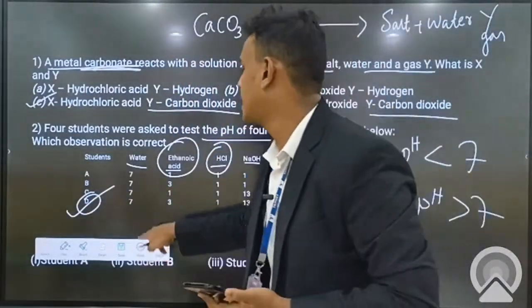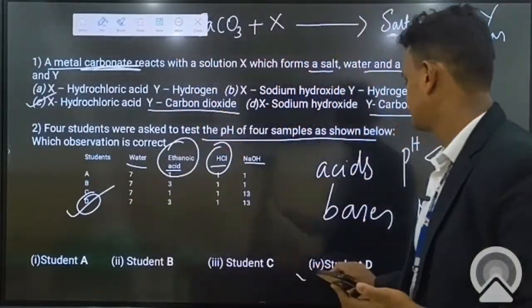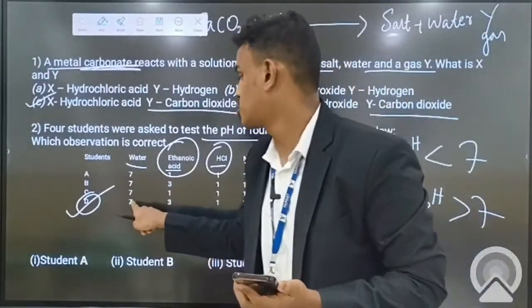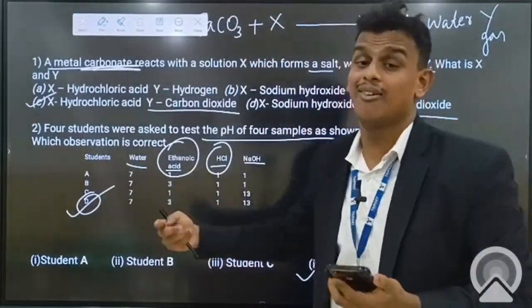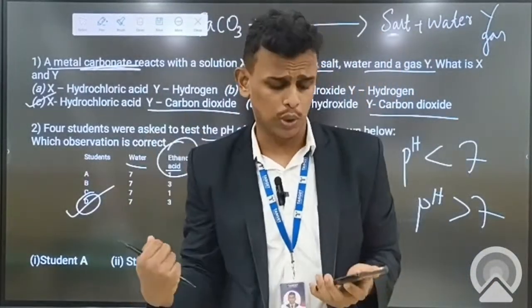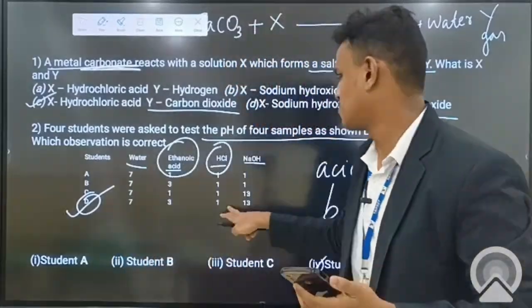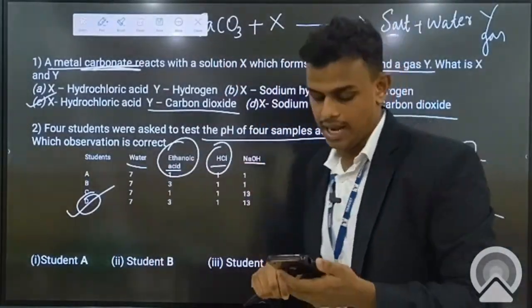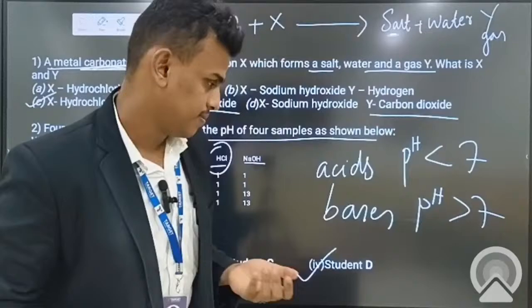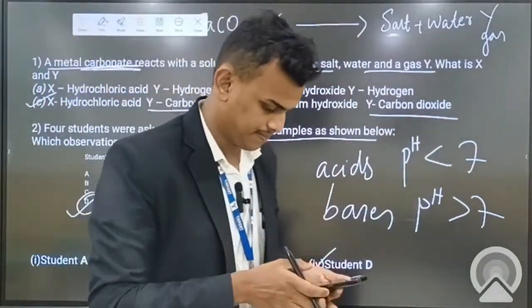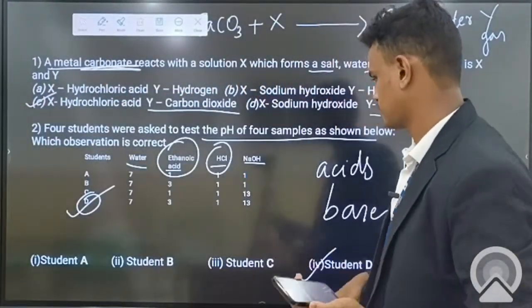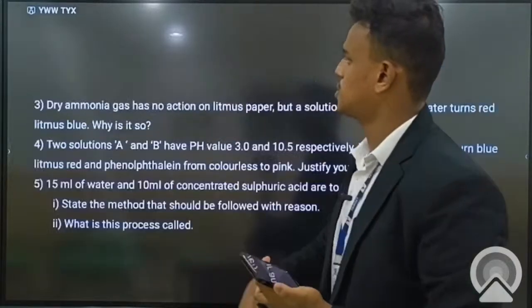Okay, that means student D did it correctly, because water should have 7, acid should have less than 7, and HCl is very strong, so it has a very low value. It is 1, and ethanoic acid is 3, NaOH is greater than 7, that is 13. Is it clear? So, moving to the next question.